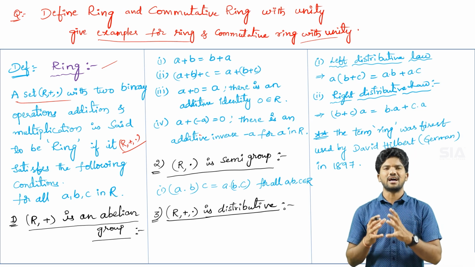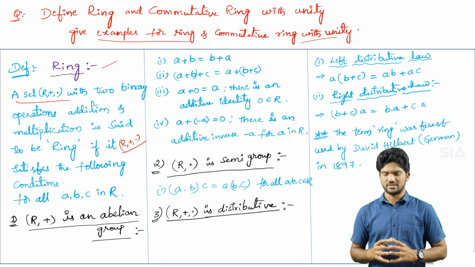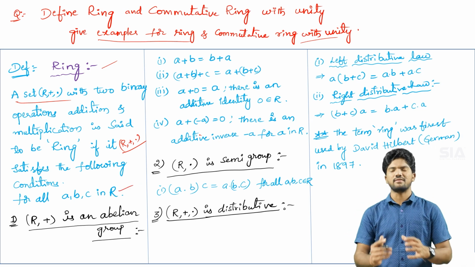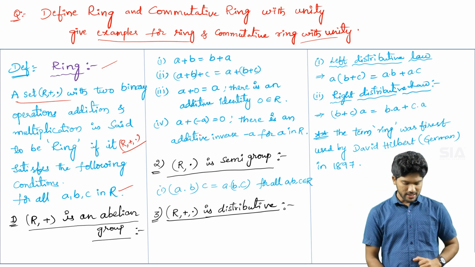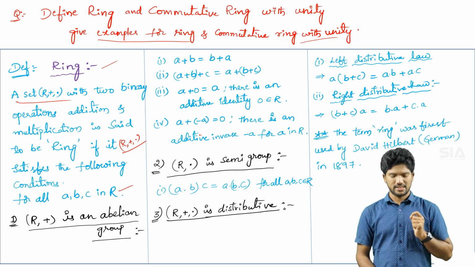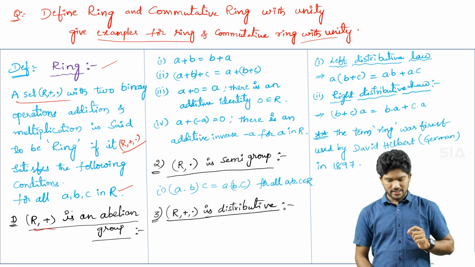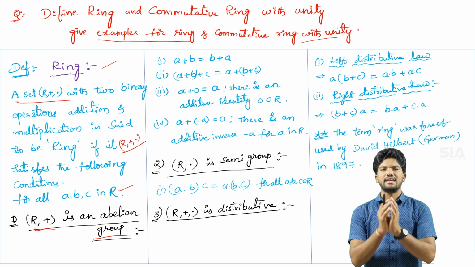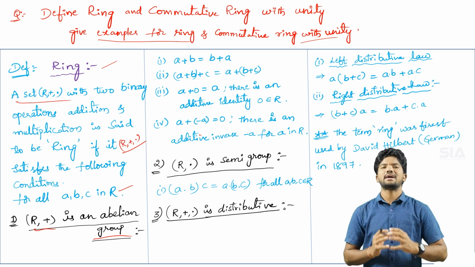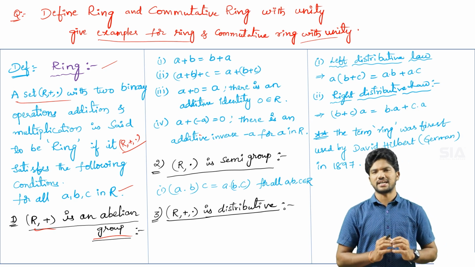For all a, b, c belonging to R. Here capital R is the set of real numbers. The first condition is that (R, +) is an abelian group. That is, the ring is an abelian group under addition. So this is the first condition.